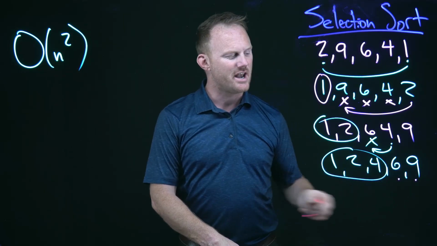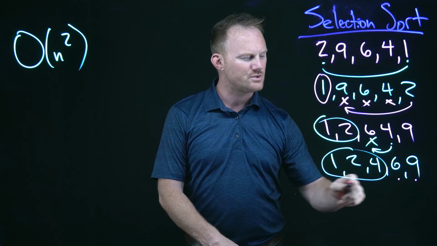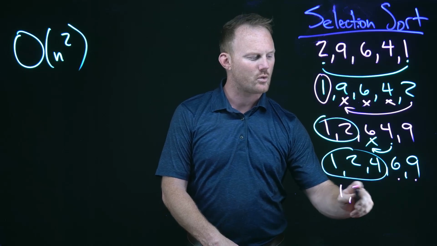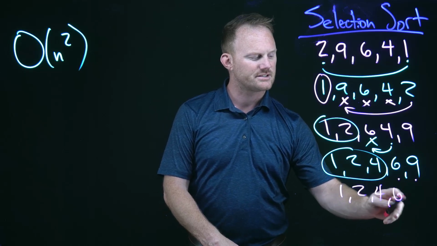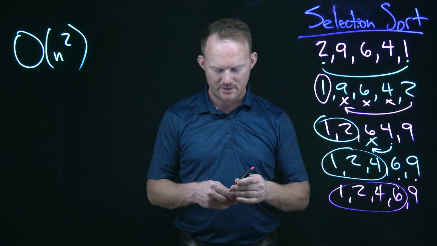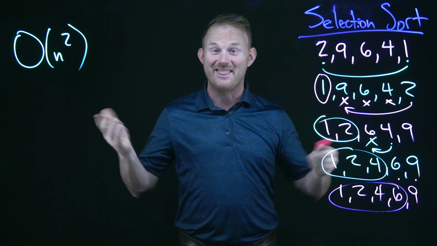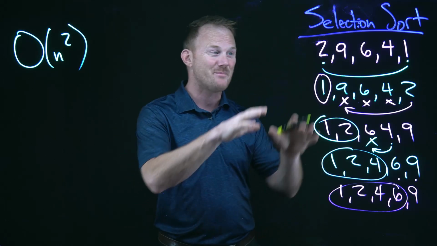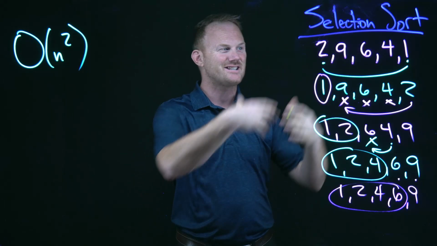So we check 6 and 9. We don't have to swap them, which means 6 is already in the right place, so we're left with 1, 2, 4, 6, and 9. And we don't have to do that last one because everything but that one is in order. And that's selection sort.